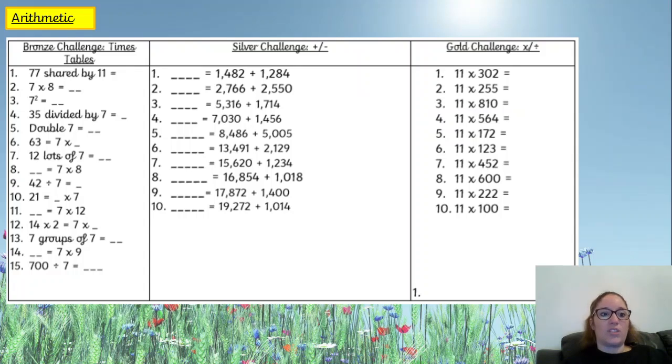Okay, so you have your arithmetic to do first. Bronze challenge is 7 times tables, silver challenge is addition with the answer at the front, and gold challenge is multiplying 2-digit numbers by 3-digit numbers. So take your time with those. Okay, and come back when you're ready for the answers.